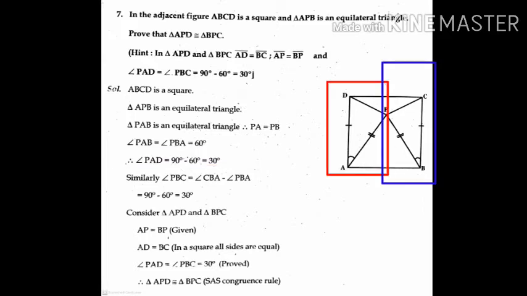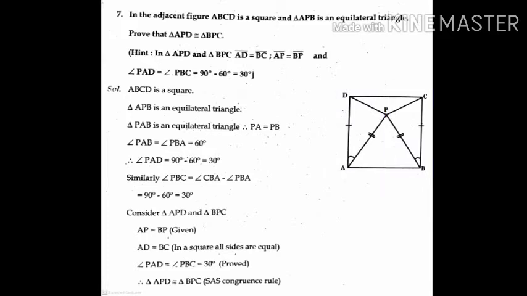Consider triangle APD and triangle BPC. AP is equal to BP, that is given. AD equal to BC. In a square, all sides are equal. Angle PAD is equal to angle PBC is equal to 30 degree, proved. Therefore, triangle APD is congruent to triangle BPC since SAS congruency rule.